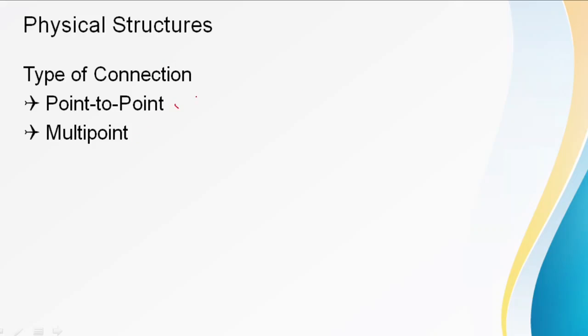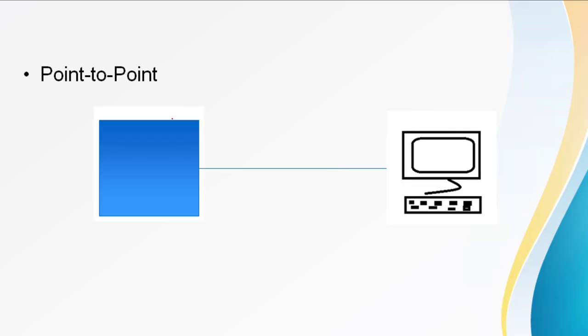There are two possible types of connections. One is point to point and the next one is multi-point. First let us see about the point to point connection. Point to point provides a dedicated link between two devices. The entire capacity is reserved for that particular device's communication.